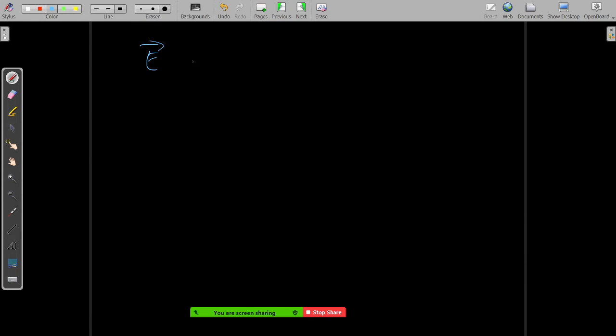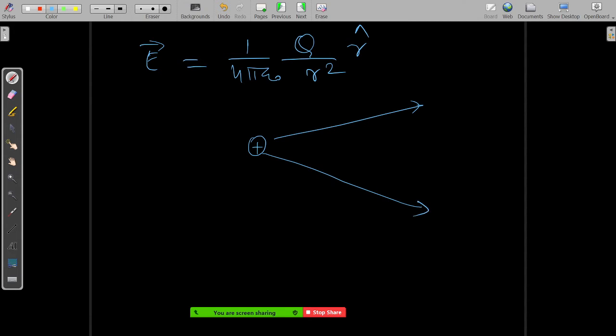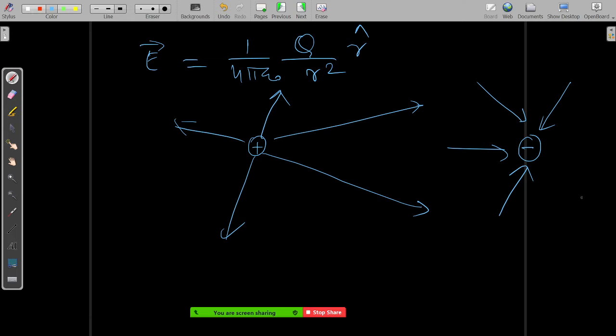Now if you see, electric field will be basically given by 1 by 4 pi epsilon naught, capital Q by r square. The same you can write as a vector quantity in the same direction. If it is a positive charge, the electric field will be away from it, and if it is a negative charge, the electric field will be towards it. These are called electric lines of force. These are just imaginary lines, they don't exist, but the field exists.